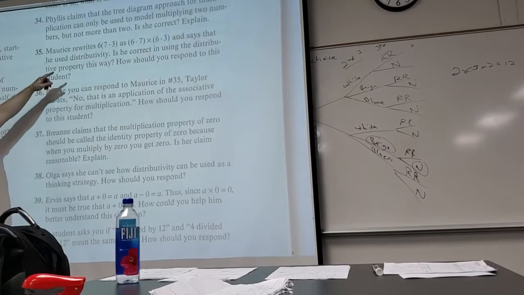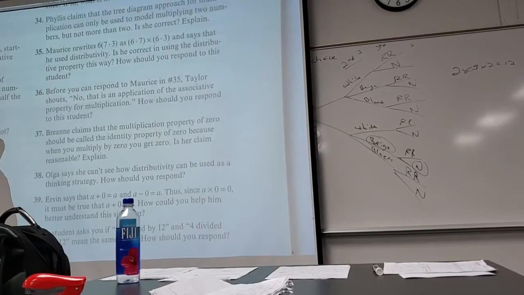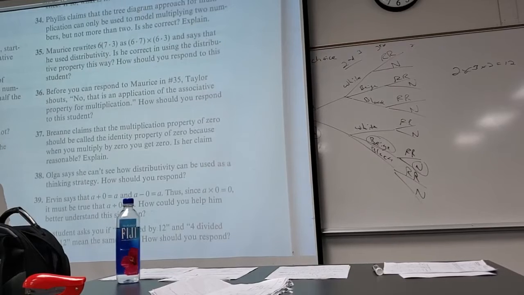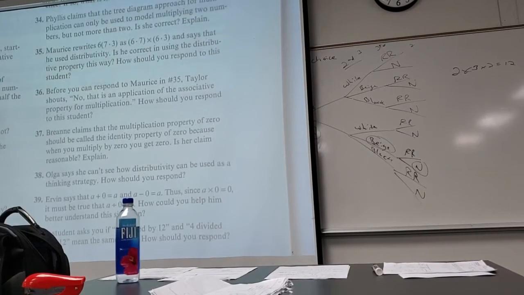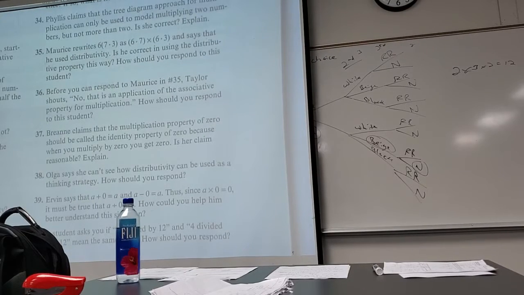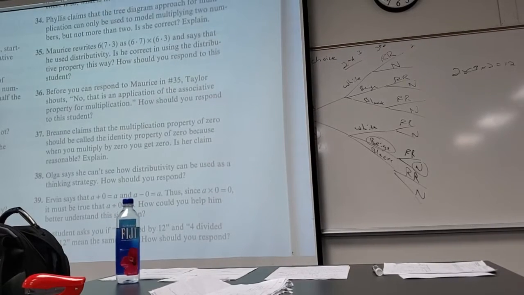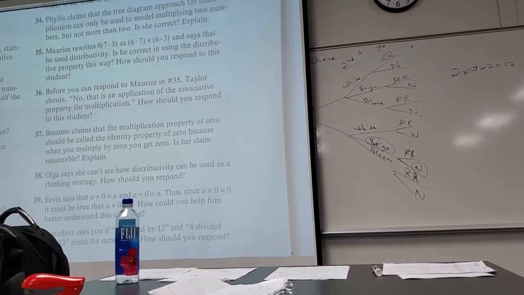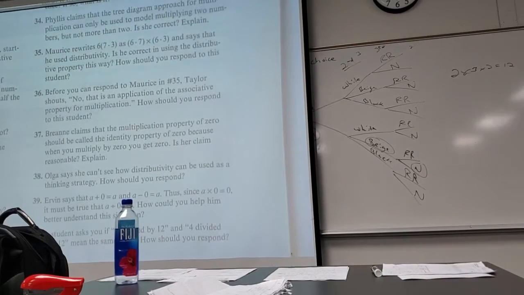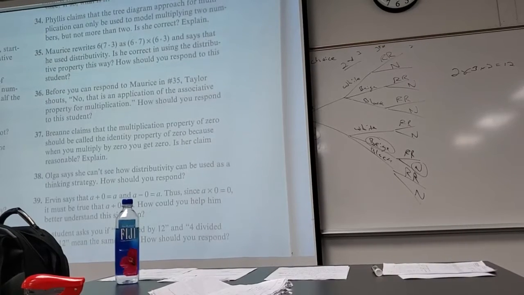So rewrite 6 times 7 times 3 as 6 times 7 times 6 times 3, says that he used distributivity. So what is the distributive property? It's of something across something. Give me a normal distribution problem. Give me something that you would use distribution for. X times 2, and then on the outside would be like a 5. Like 5 parentheses X plus 2. There it is. So it's multiplication across addition, right?